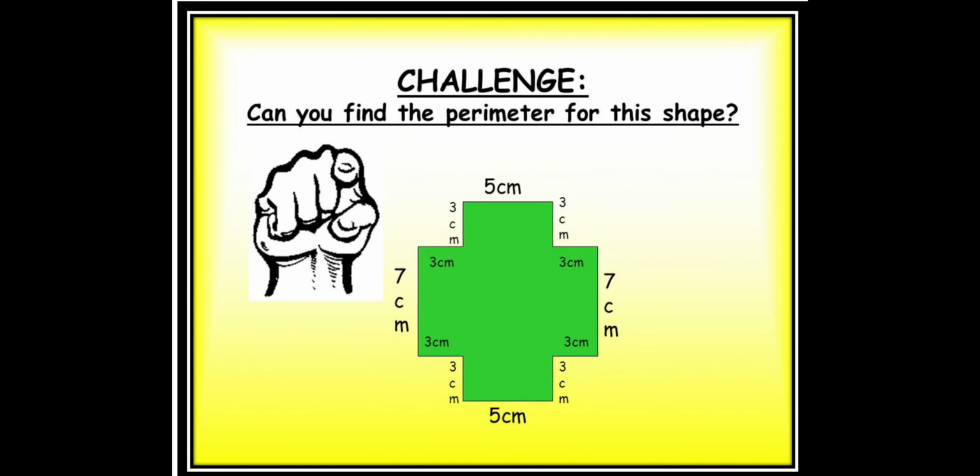Can you find the perimeter of this shape? Let's see. So here what we have to do is add up all the sides, or if you want, if you can see there are many threes, so you can just count how many threes are there and multiply them by the number of threes, and then multiply 7 by 2, 5 by 2, and then add them all up. If you're confused by what I said, you just go around and add all the sides, and you're going to end up with 48 centimeters.